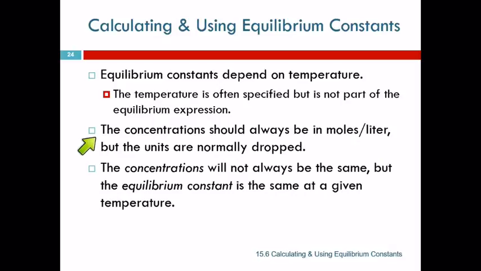Concentrations are needed. The concentrations are always going to be in moles per liter. That is a unit that we'll come back to in chapter 12. But for now, you know what moles are and you know what liters are, so you can be okay with that. When we do these constant expressions, there would be units on them, but just as a convention, we drop the units. So an equilibrium constant does not have units.